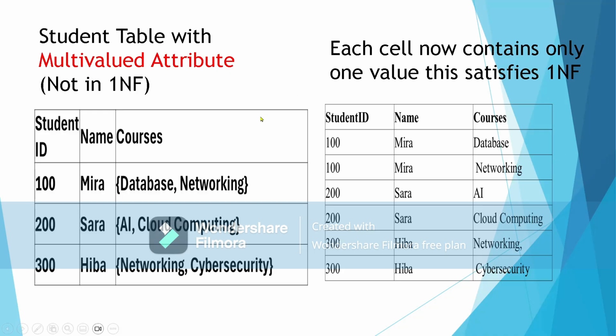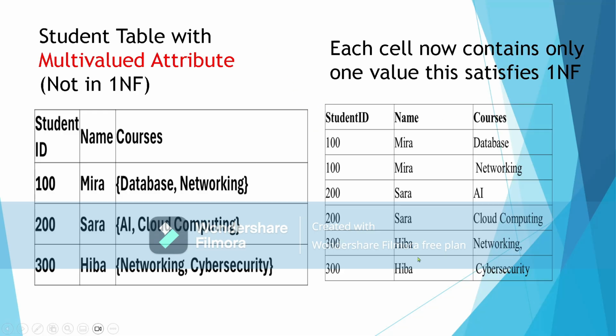Now let's see an example to remove the multi-valued attribute. Here you can see that for every student, for the course attribute, multiple values are given. For example, Mira has two courses, Sarah also has two courses, Iba has two courses. So multiple values like this we cannot give for an attribute.